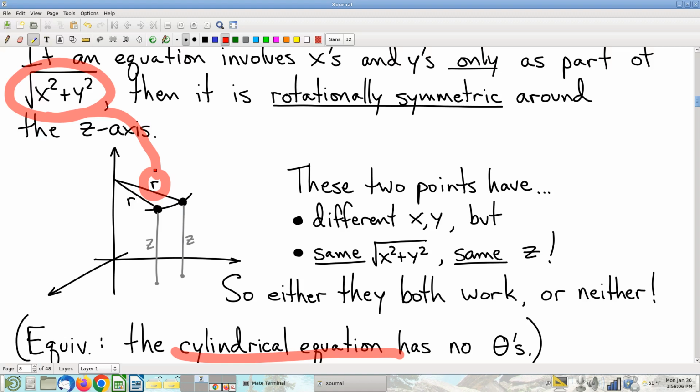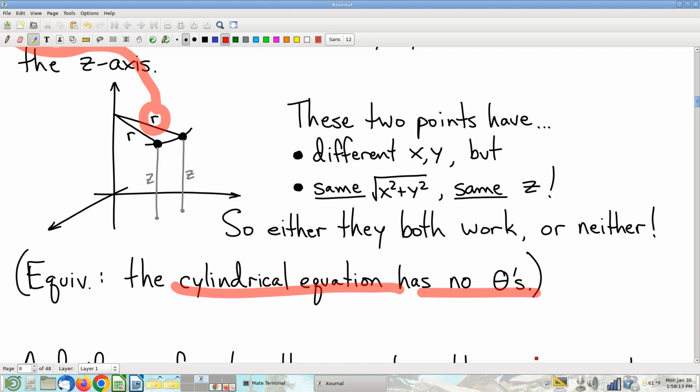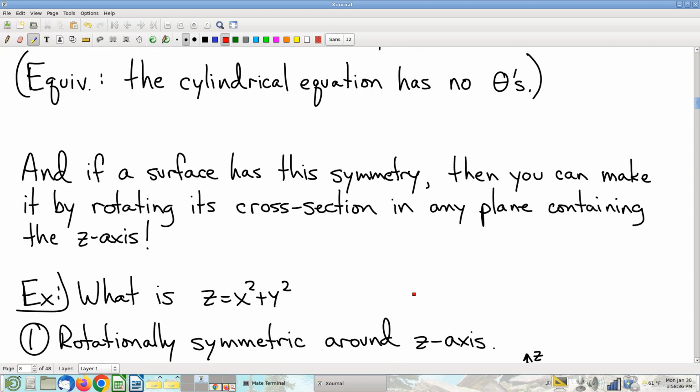And if your cylindrical equation doesn't have any thetas in it, well, no thetas means that all of the theta cross sections look identical. We saw an example of this previously, and with all of the theta cross sections looking exactly the same, that means that this surface is rotationally symmetric. So, same conclusion by way of a different argument. Whichever one of those you like better, feel free to use either one of those.